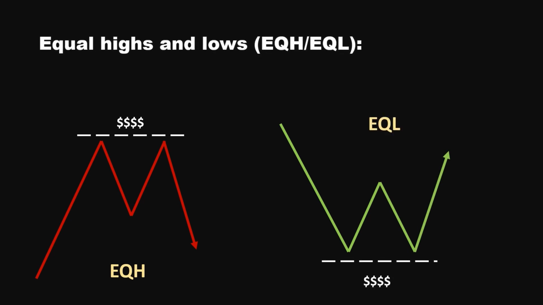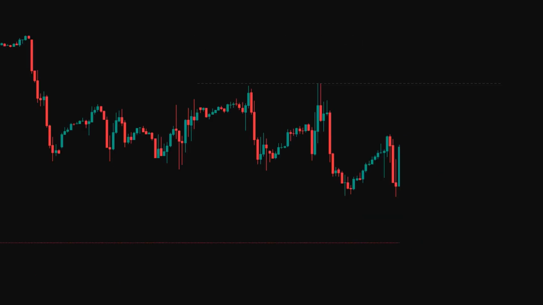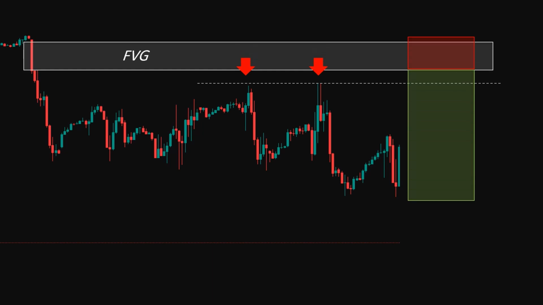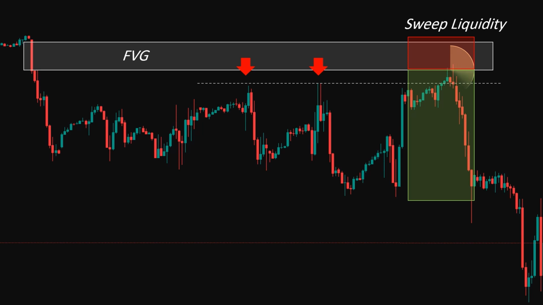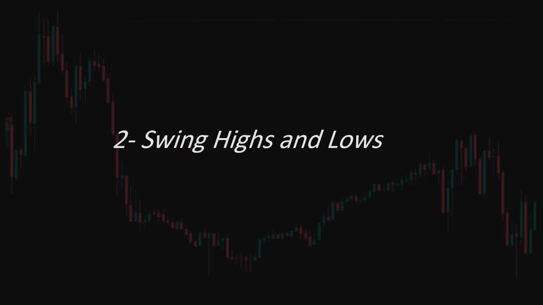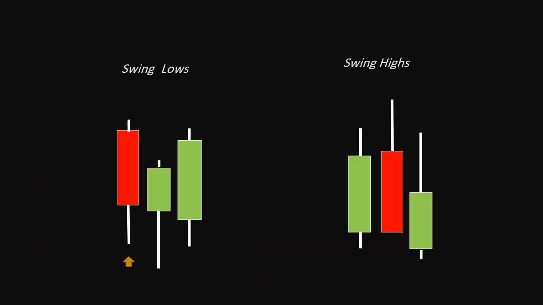Key types of static liquidity include equal lows and equal highs. Static liquidity commonly accumulates below equal lows or above equal highs, where numerous stop-loss orders are situated. These zones become targets for liquidity sweeps before the market reverses direction. Swing highs and lows: similar to equal highs and lows, liquidity also gathers just beyond swing highs and lows, where traders place their stop orders. For example, a swing high might represent buy-side liquidity that could be targeted for future profit-taking.